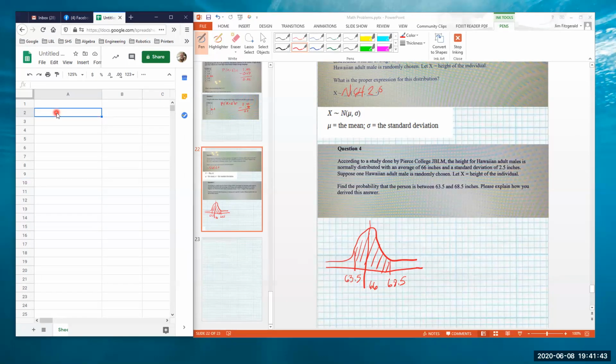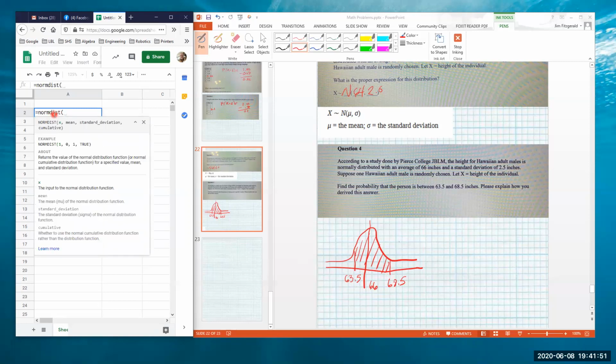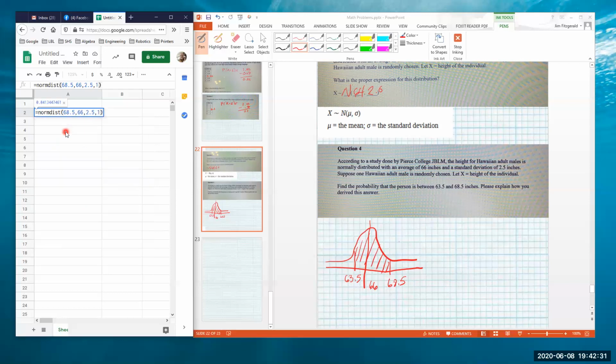To calculate the first one, I'm going to type in equals NORM.DIST, so normal distribution, and then it tells me my parameters. Underneath here, it says I need X. This is my value. So I'm going to go 68.5. I'm going to do the bigger one first. And then the mean, I'm sorry, the mean was 66. The standard deviation is 2.5, and then the cumulative. We want to use a cumulative one, so we want to turn that on, so we type in 1 for that. So that's the probability that someone will be less than 68.5 inches.